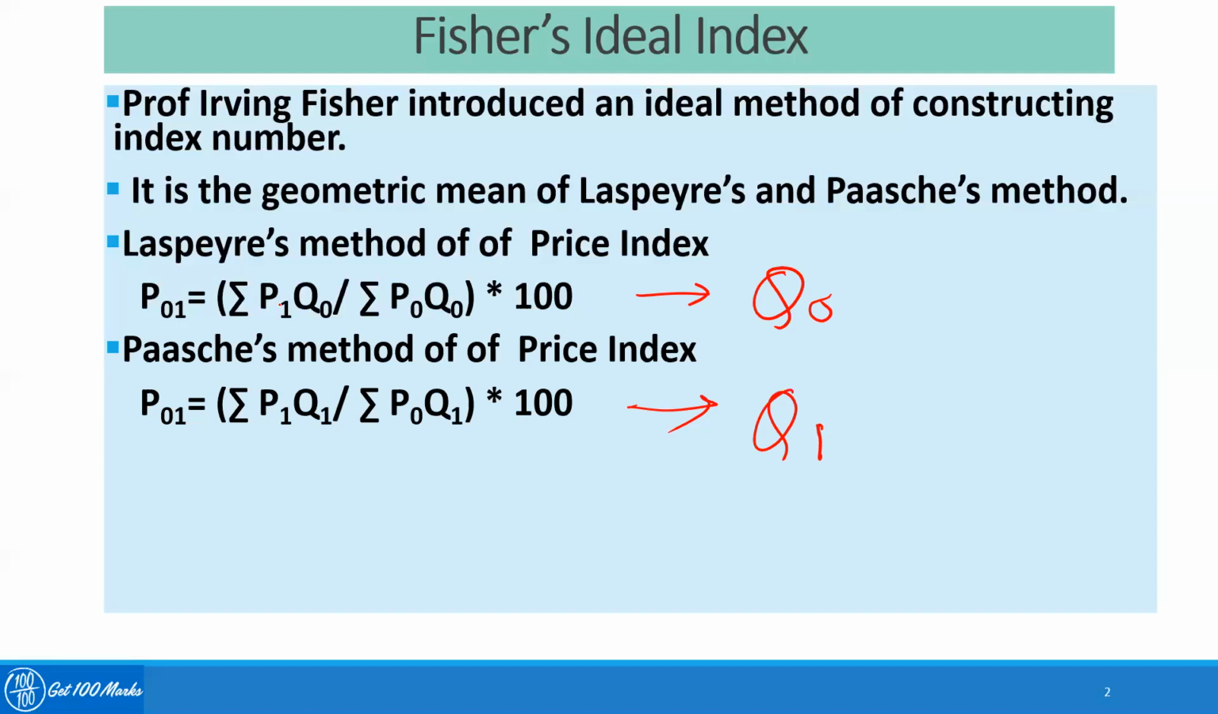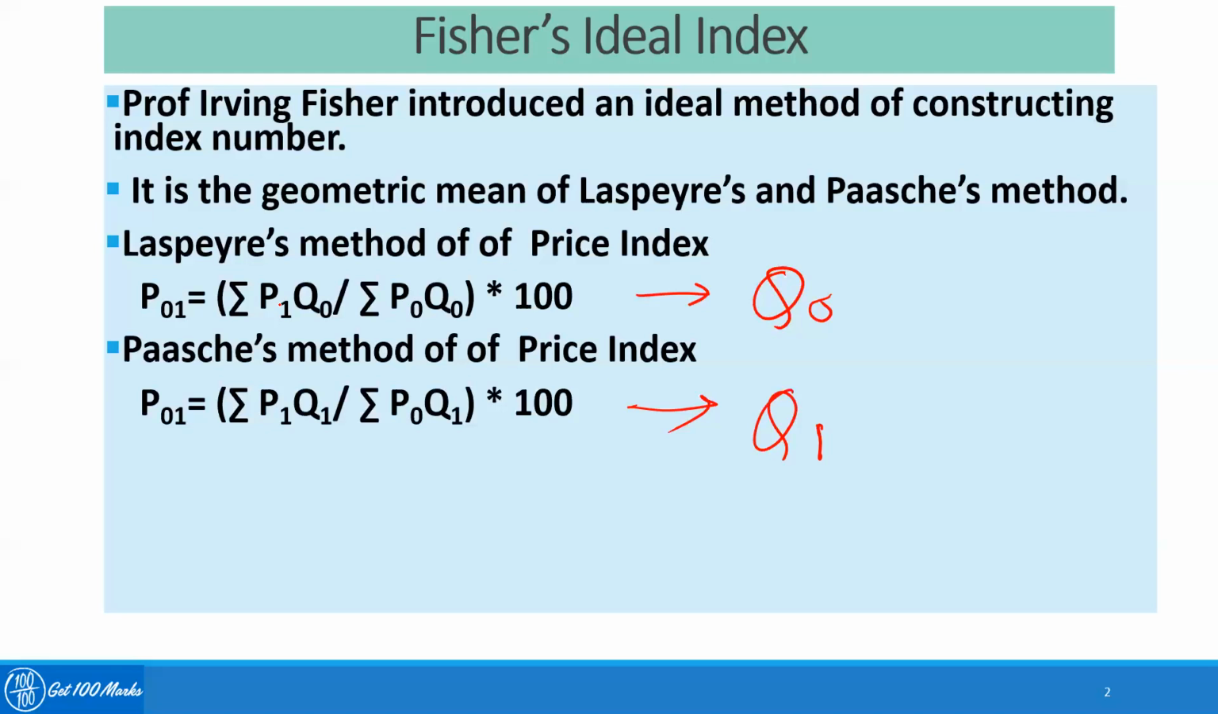So the Paasche method of constructing an index number is a weighted aggregative index based on current year quantities of the respective commodities. It provides an answer to what would be the value. Value means price into quantity of the current period group of commodities when compared to the base year prices. So the formula is summation P1 Q1 by summation P0 Q1 into 100.